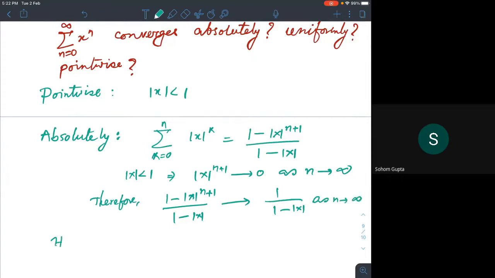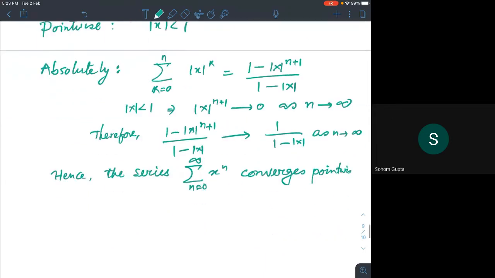Hence, the series summation x to the power n from 0 to infinity converges pointwise on mod x less than 1, right?